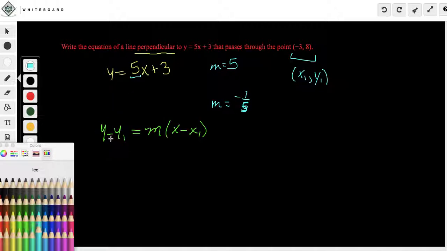So we're going to substitute, and this y1 is going to be 8. So we'll have y minus 8 equals, and then we're going to put our new slope in. Here's our new slope, which is -1/5, times, and then here we're going to have our x minus, and we're going to substitute in our x up here, which was -3. And I just put it in parentheses because we want to make sure that we don't mess up those negative signs, right? So then let's go on to our next step.